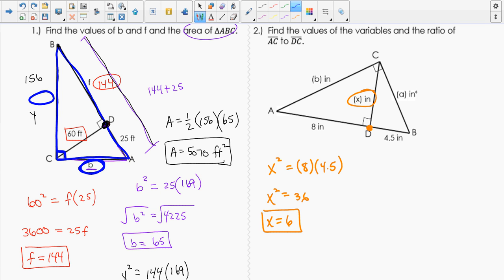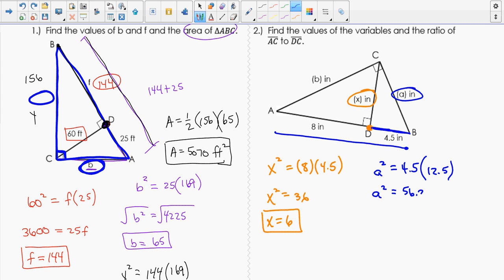Let's solve. I'm going to solve next for A. A, if I look at my big triangle, triangle ABC, it's a leg. So I'm going to do leg squared equals. The short adjacent goes from B to D. I stop when I hit that altitude. So the short adjacent is 4.5, and the long adjacent goes from here all the way to here. So 8 plus 4.5 is 12.5. 4.5 times 12.5. So I get that A squared equals 56.25. Take the square root of both sides. I get that A is 7.5. I don't have to worry about simplifying the radical since it works out nicely.